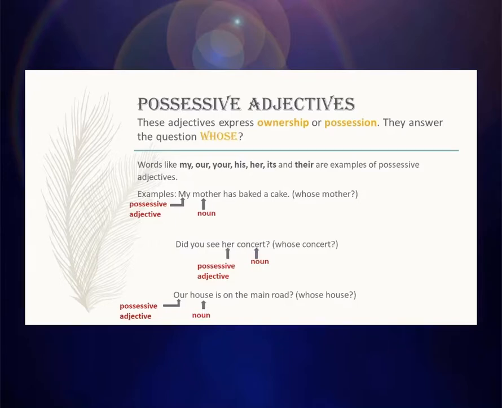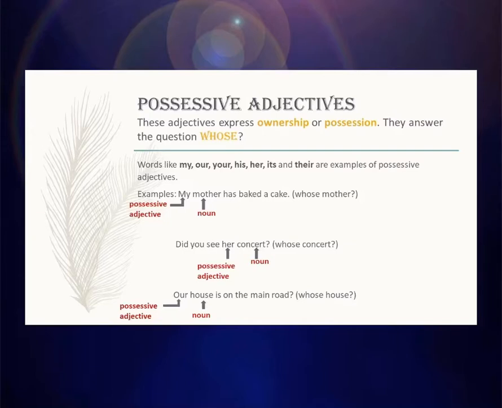For example, my mother has baked a cake. Whose mother? My mother. Mother is a noun and my is a possessive adjective which is answering the question whose mother. Thus, my is a possessive adjective.